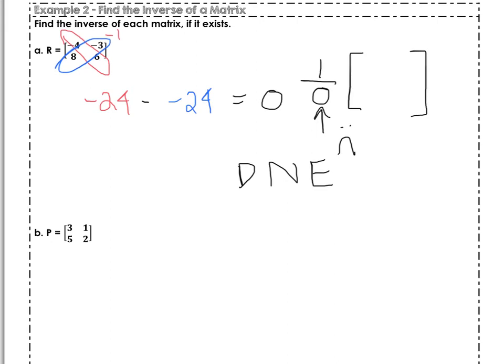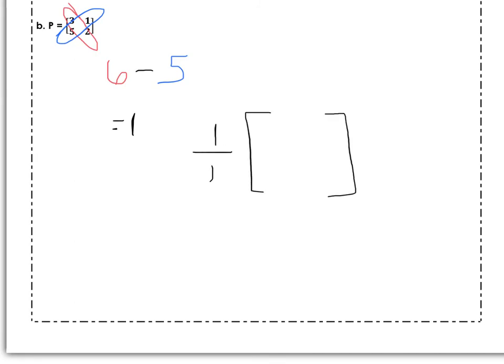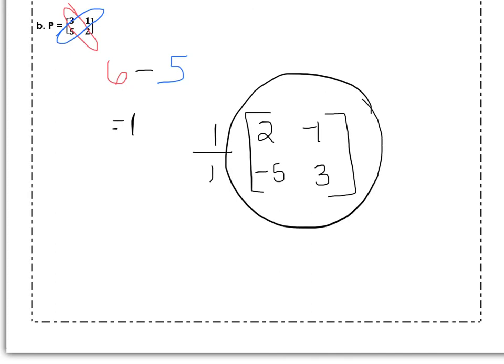Well, let's try example B. Maybe that'll give us an inverse. So once again, we are going to do the downward diagonal minus the upward diagonal. 6 minus 5 equals 1. This is probably one of my most favorite ones to find the inverse of, because dividing everything by 1 really just gets you itself. So the downward diagonal is going to change its location, and the upward diagonal changes its sign. So we literally can just leave this as our answer. This is our inverse.